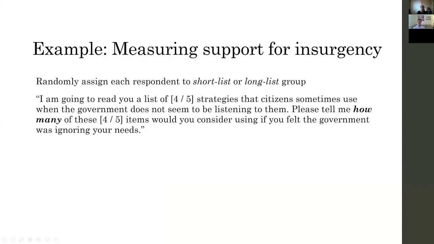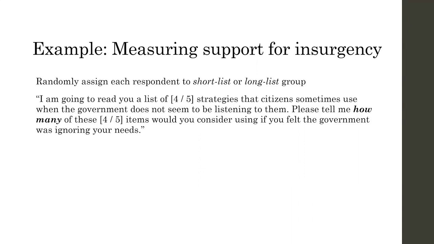Before the survey started, I randomly assigned each respondent to either a shortlist group or a long list group. And this is happening behind the scenes. The respondents don't know that they're being randomized into one of two groups, okay? So the enumerator goes to the house, they contact the person, and they say the following.